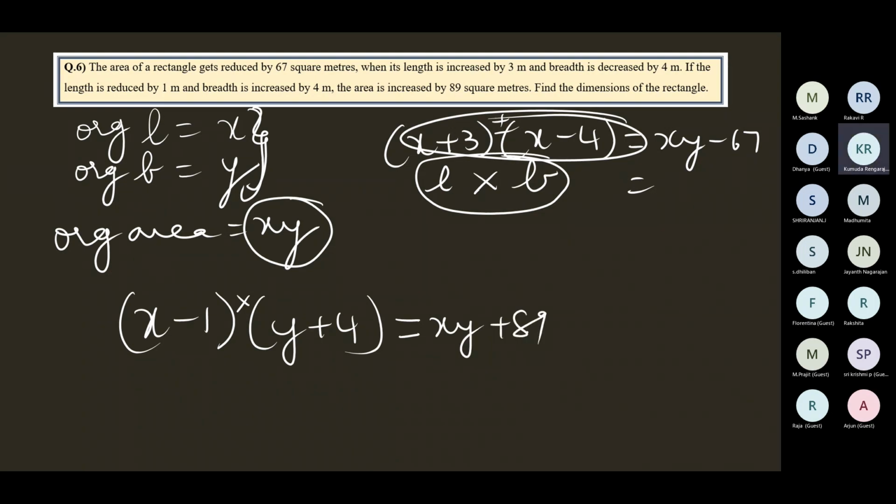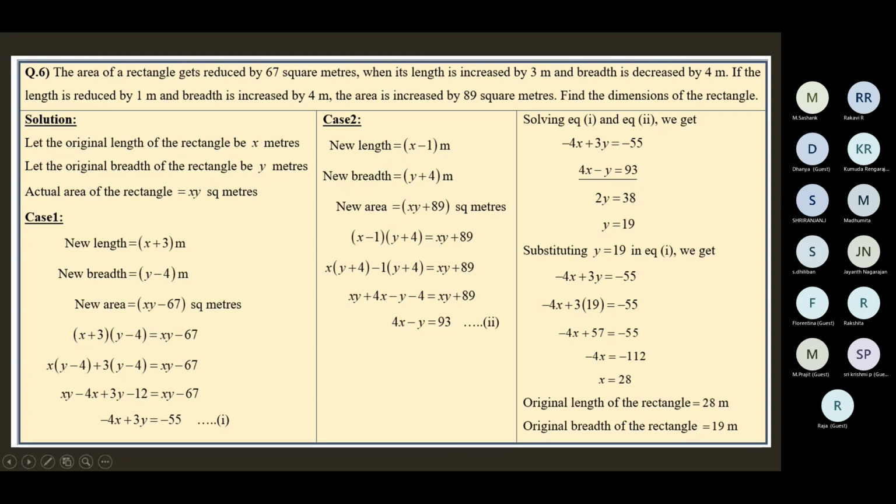So you need to again simplify the equations, solve them to find the values of x and y. Xy will get cancelled on both the sides. Open the bracket. X into the second bracket plus 3 into the second bracket. When you open the brackets, xy and xy will get cancelled on both the sides. Here also, xy and xy will get cancelled on both the sides.